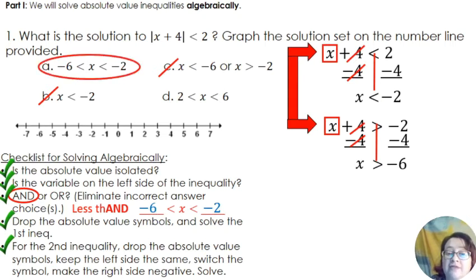Now, let's graph it on the number line. To graph on the number line, I'm going to put an open circle at -6. Remember, we don't have the "or equal to" part, so we don't fill in the circle. So an open circle at -6. We have an open circle at -2. And we connect them. We're going to fill in between because x is in between those two numbers. And we have our answer.